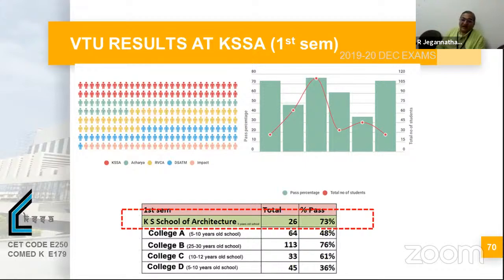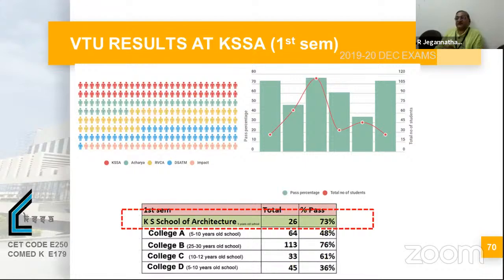and we have taken the comparison schools of different age groups. Like ours is a 5-year-old school. We've taken colleges under age groups of 5 to 10 years under category A, category B, 25 to 30-year-old colleges, category C, 10 to 12-year-old colleges, and so on. So if you see comparatively, some of the very old colleges of the city in the university have got 76% pass, we are standing at around 73% of pass percentage.